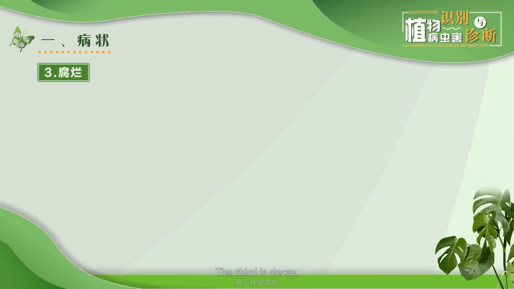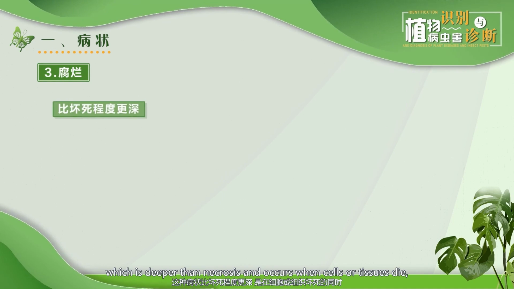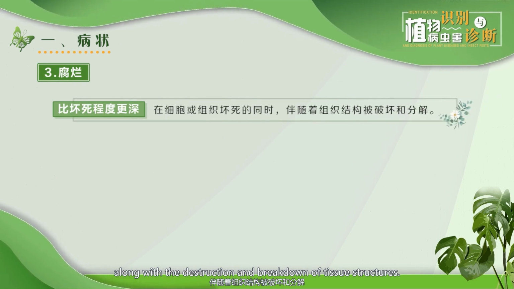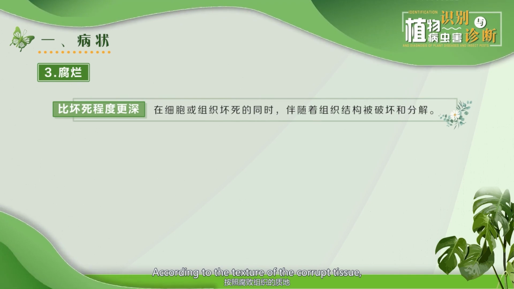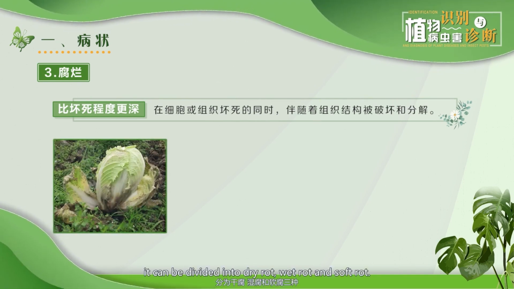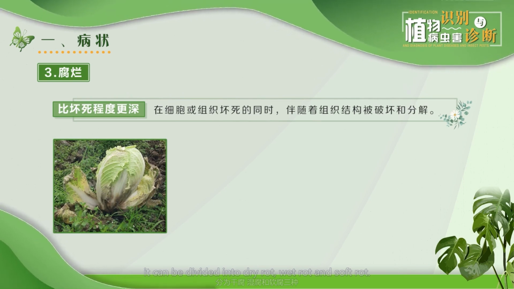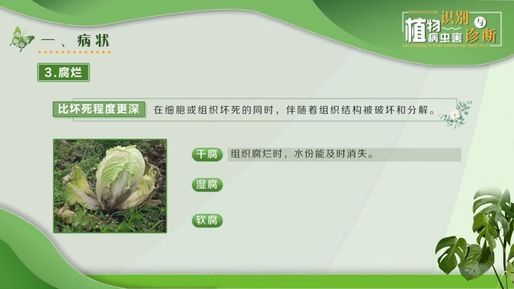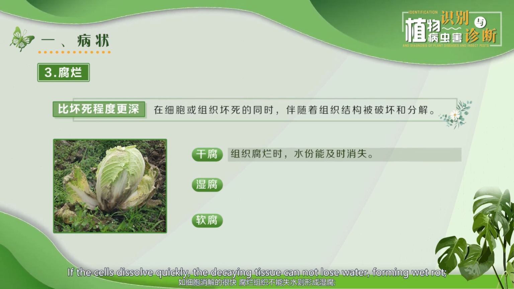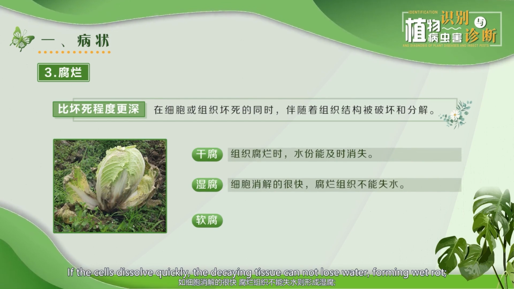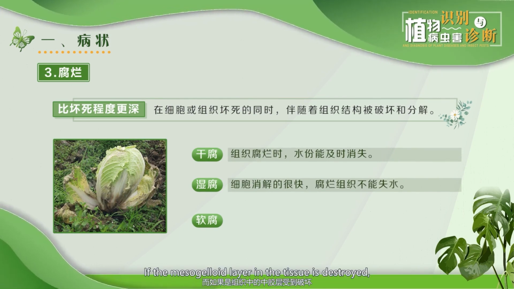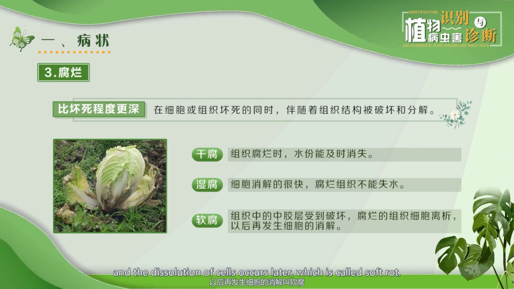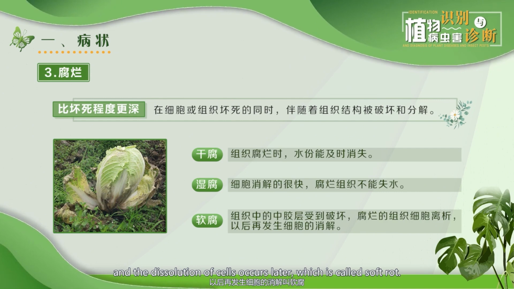The third is decay, which is deeper than necrosis and occurs when cells or tissues die, along with the destruction and breakdown of tissue structures. According to the texture of the decayed tissue, it can be divided into dry rot, wet rot, and soft rot. When the tissue decays, the moisture can disappear in time to form dry rot. If the cells dissolve quickly, the decaying tissue cannot lose water, forming wet rot. If the middle lamella layer in the tissue is destroyed, the decaying tissue cells are isolated, and the dissolution of cells occurs later, which is called soft rot.